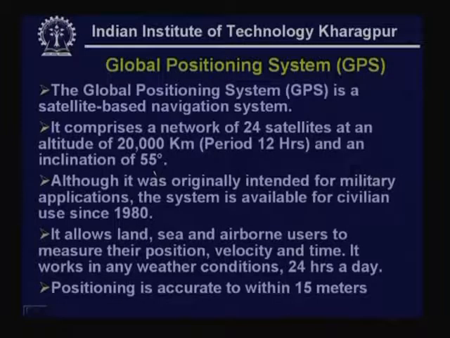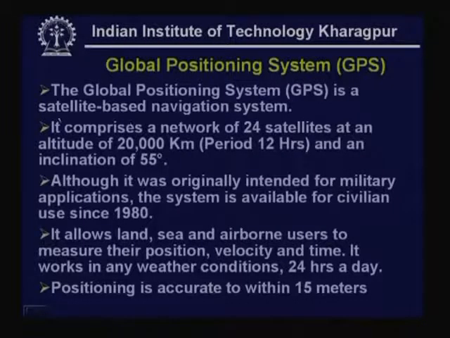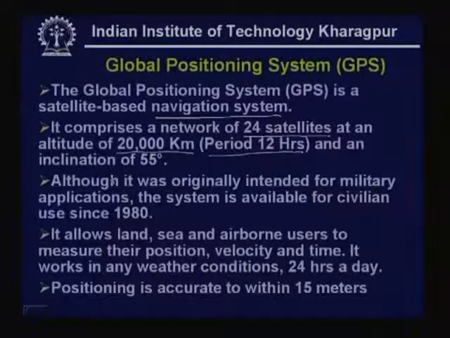And as I mentioned, the Global Positioning System or GPS is possibly one of the very popular satellite systems used nowadays. It has been developed as a satellite based navigation system, and comprises a network of 24 satellites at an altitude of 20,000 kilometers with a period of about 12 hours. That means twice in a day a particular satellite is visible from a particular location, and it has an inclination of 55 degrees.